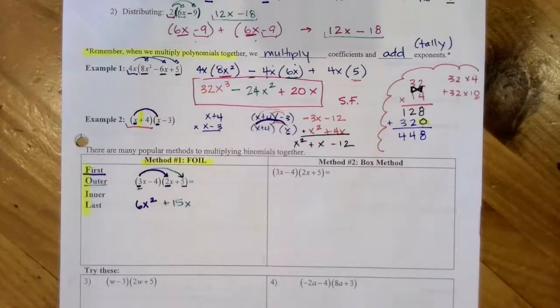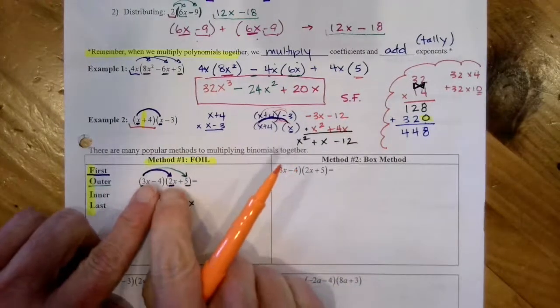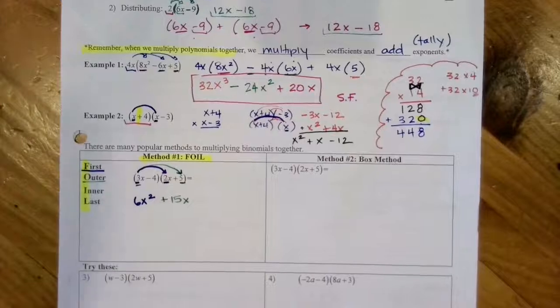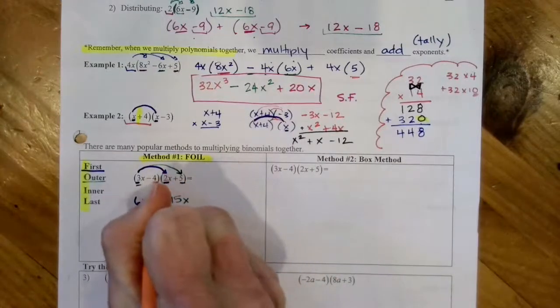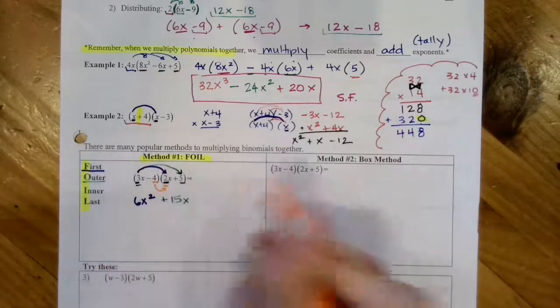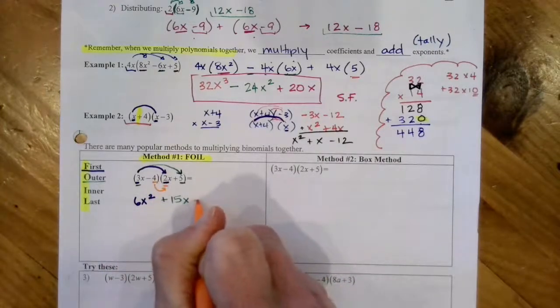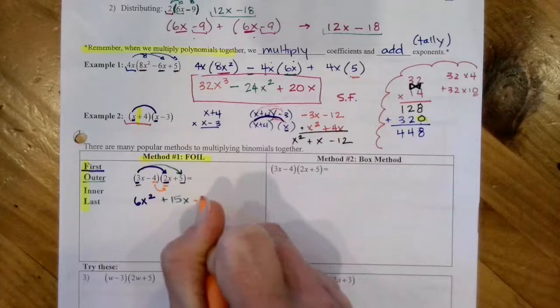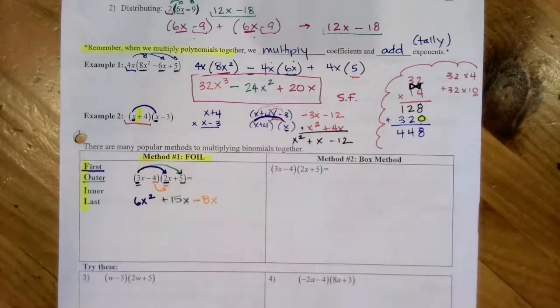Now let's talk about the inner terms. Remember these were the outside, now these are the two inside terms. So I'm going to multiply my 4 and my 2x. These are my inside terms. Remember my 4 is negative, so that's going to be minus 8x.